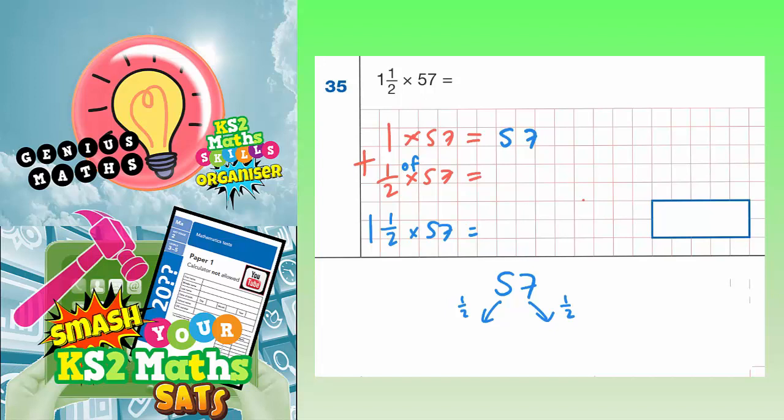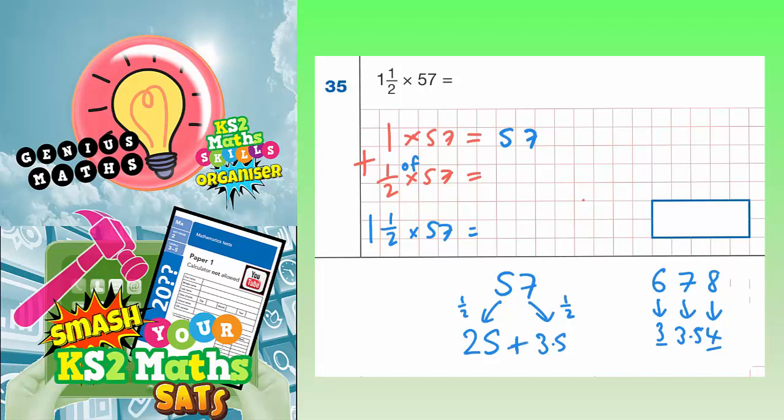Well, a half of 50 is nice and easy. That should be 25. And a half of 7, well, a half of 6 would be 3, and a half of 8 would be 4. But 6 and 8 are either side of 7. So half of 7 is going to be in between the 3 and the 4, which is going to be 3.5. So half of 7 is 3.5.